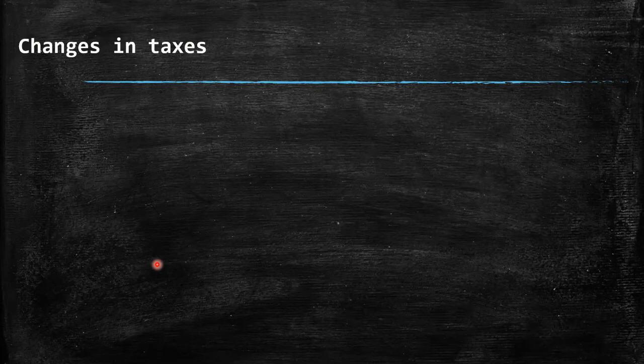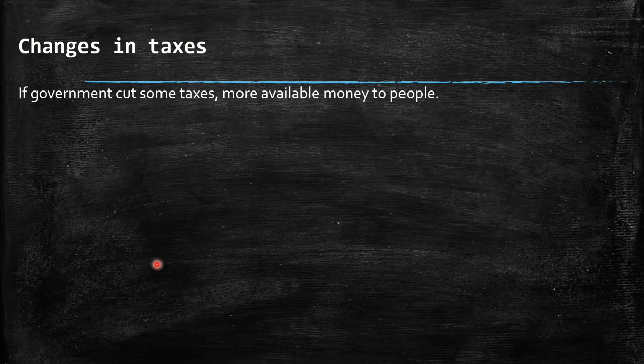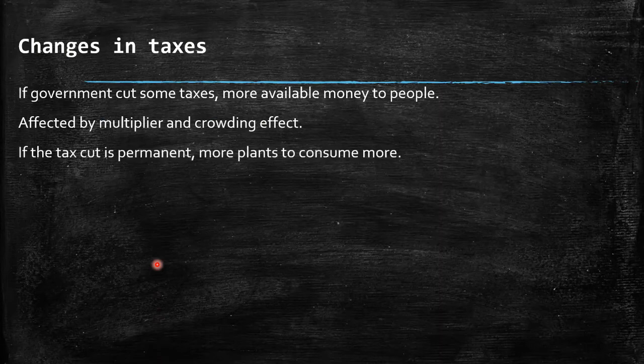The effect should be higher if the multiplier is higher than the crowding out, and lower when the crowding out is higher than the multiplier. So what about changes in taxes? Government can cut some taxes, so basically there is more money available to people, and this is affected by the multiplier and crowding out effect, as I said. If the tax cut is permanent, people are going to start planning with this new income, so there should be more stable, or more, consumption.